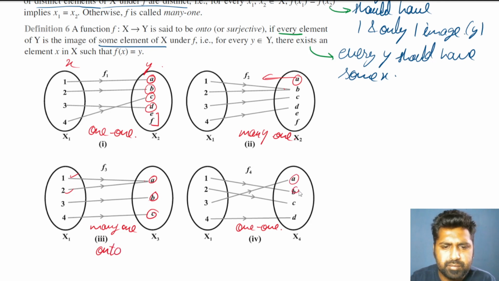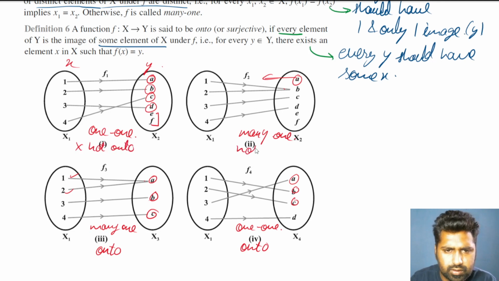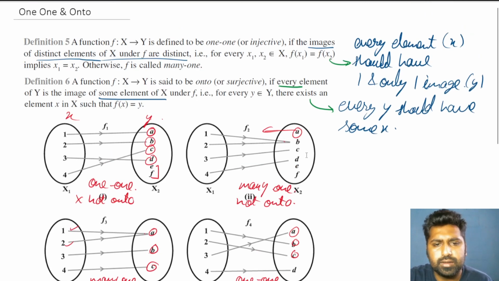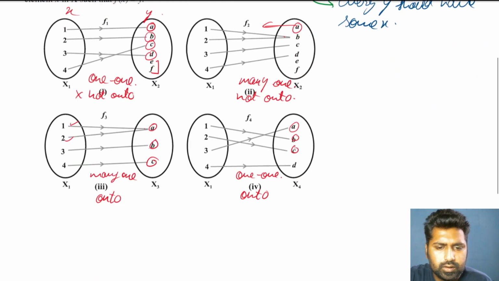Similarly here, A, B, C, D, everyone has some x. So they are not onto, they are also not onto. Onto judging is very simple: every y should have some x. But for one-one, remember that one x should have one y, there cannot be two x with one y or many y's.